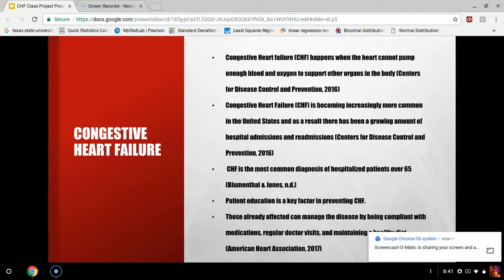Patient education is a key factor in preventing CHF. Those already affected can manage the disease by being compliant with medications, regular doctor visits, and maintaining a healthy diet.